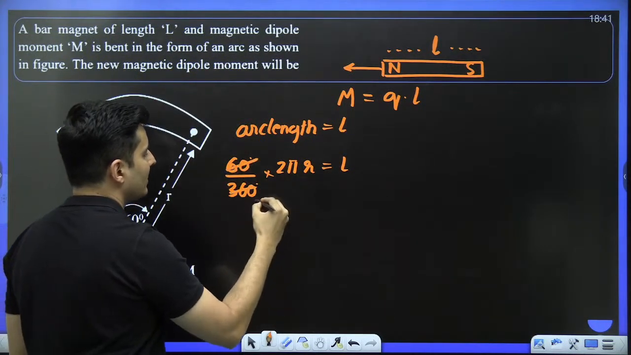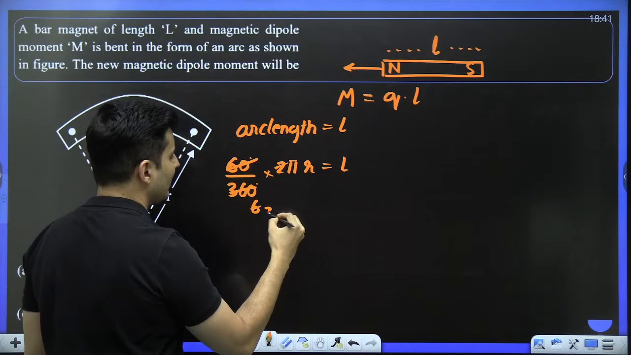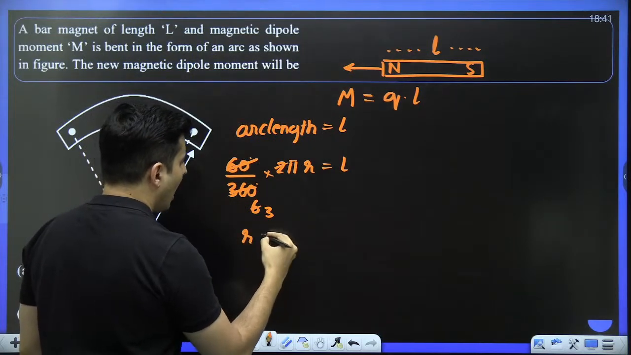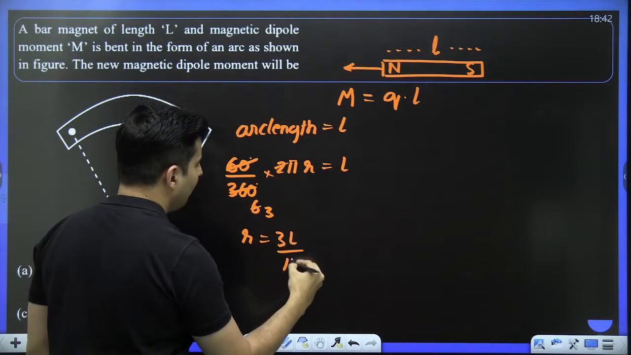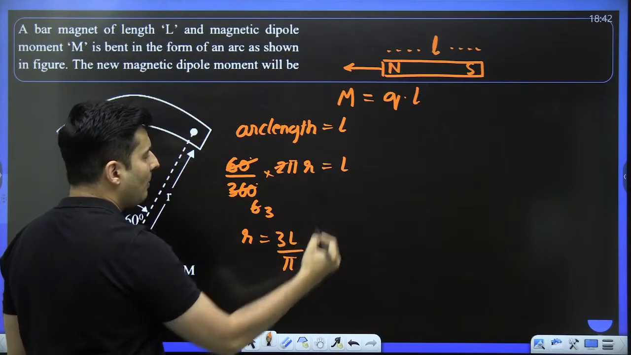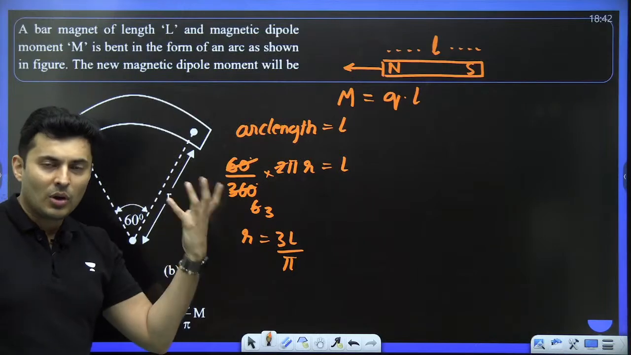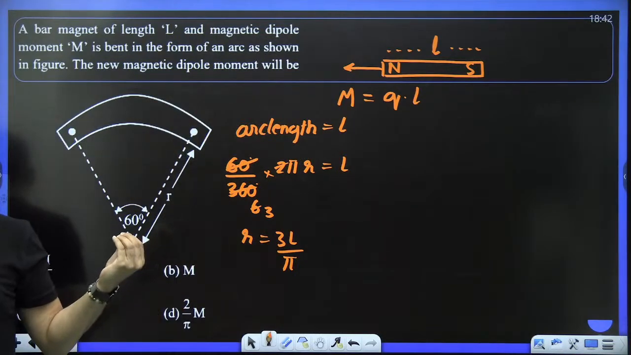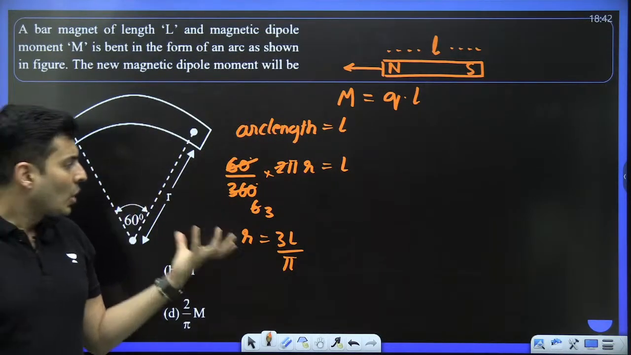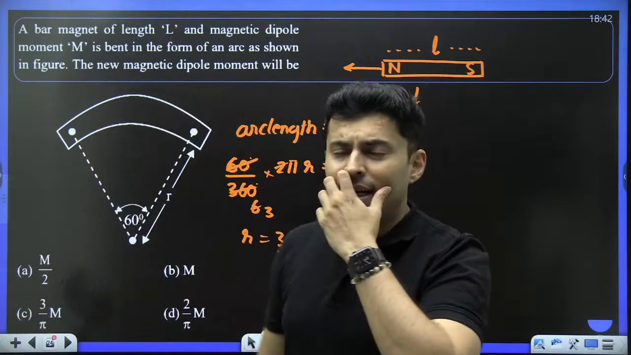60 goes with 360. 6 times 2 by 6 is basically 3. So therefore, r will be 3L divided by pi. 3 goes on the top, pi comes below. So that is the radius of this circle of which this arc is made. Cool? Make sense? Okay. Now what do I do with the radius?